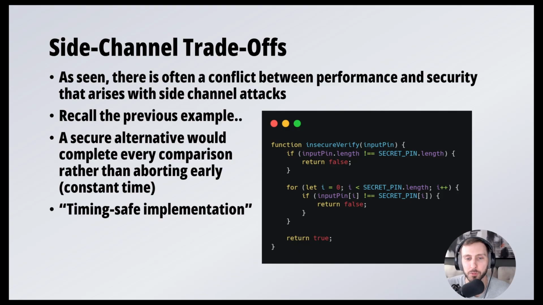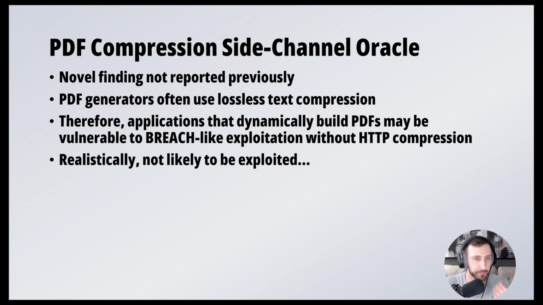And I think that's why we see a lot of side channel attacks arise from security researchers looking at performance features, right? HTTP compression is a performance feature. If we're talking about the Spectre vulnerability and similar vulnerabilities using speculative execution, that's a performance feature of CPUs that's being abused.